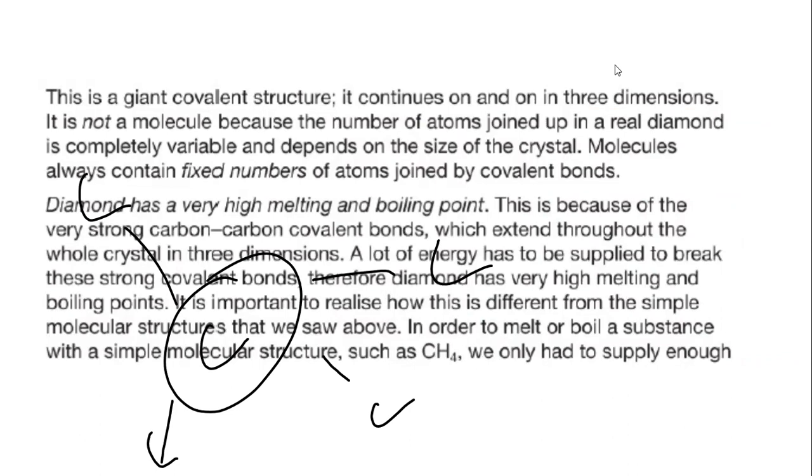There's no formula like C4, C8, C6, nothing. Any number of carbons can be present. All it depends upon is how big the diamond is. That is it. We already discussed that diamonds have a high melting point and boiling point. Can you think of any other properties of diamond?